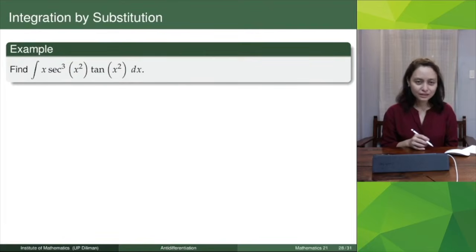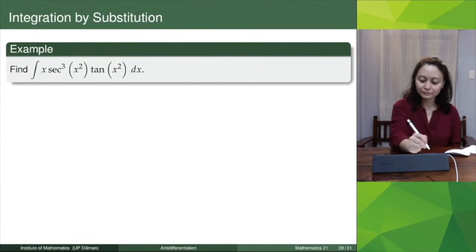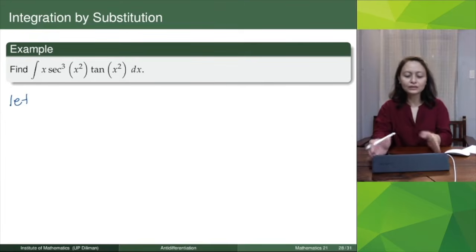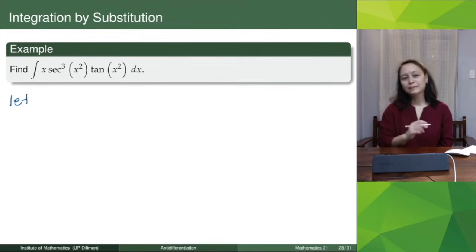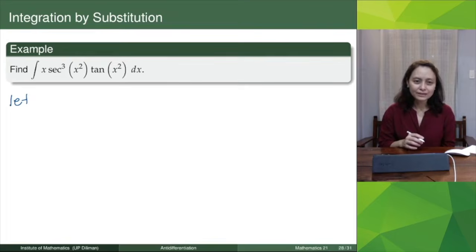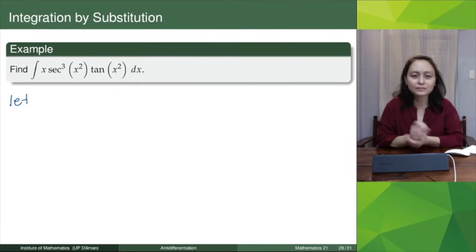So, let's go to the next example. Sige, ano yung u natin dito? Yung iba, pwedeng mag-substitute twice. Pero sige, para maging mas efficient, pili tayo ng isang function na mapapalitan na agad natin yung integrand or ma-express na natin yung integrand in terms of u.